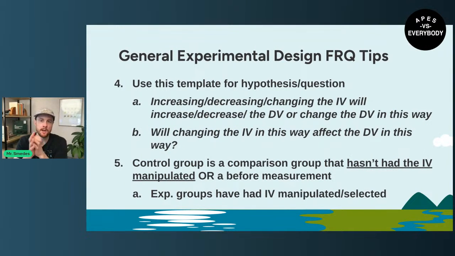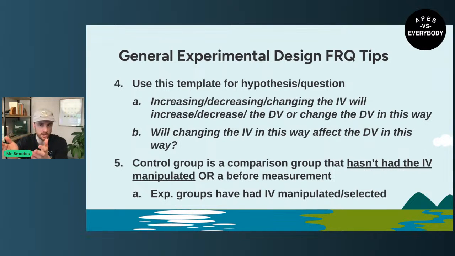The other thing you want to do is, if you have to do a hypothesis or a question, which there's a very good chance that you will have to do this, you want to use this formula that's on the screen. I would take a picture of this slide, or go get these slides from the video description. Slide 10 here. Increasing or decreasing or changing the IV will increase or decrease the DV, or you could say change the DV in this way. So making green beans genetically modified will increase their yield compared to unmodified green beans.